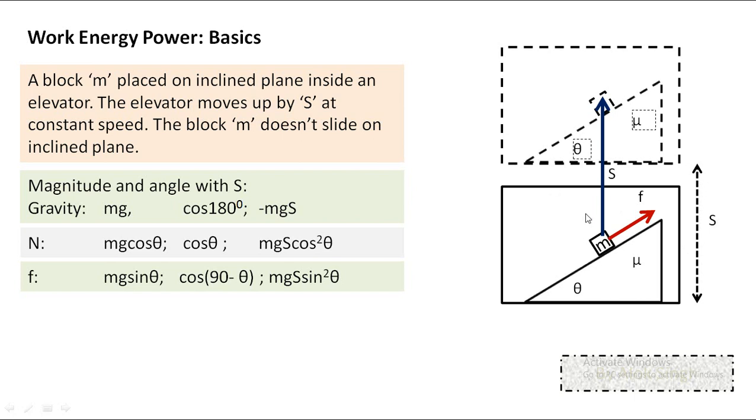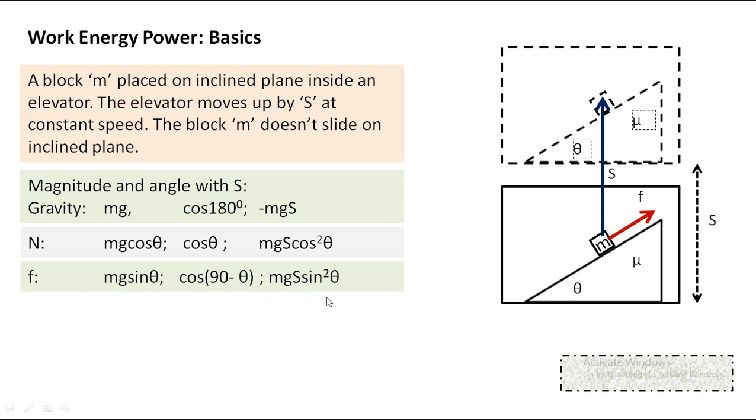With the normal, the angle was theta. So with the friction force, which is perpendicular to it, the angle will be 90 minus theta. And this term will be cos(90 minus theta). What is work done? This term into displacement into this term. And this term is sin theta. So mg sin theta into s into sin theta is equal to mgs sin square theta.